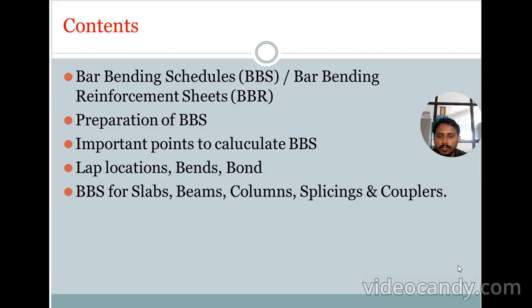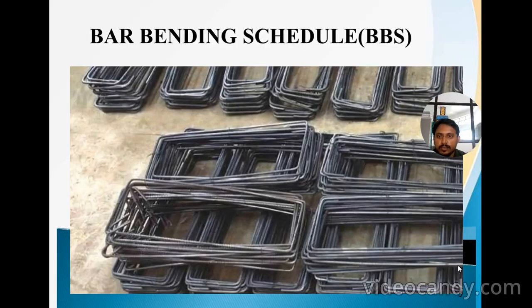Now move on to this topic. This is the bar bending schedule diagram. In this diagram we can simply identify that it is the process of cutting and bending the steel bars. If you observe these diagrams, they indicate a completely enclosed area, and the steel bars are cut and bent into some shapes. Different shapes are there.